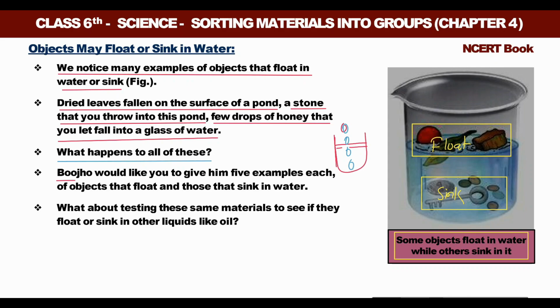तो हम लोग would like you to give five examples each of the objects that float and those that sink in water. तो आप जाकर देखिए कि कौन सी चीज़ float होती है and which are sinking in water. So what about testing these same materials to see if they float or sink in other liquids like oil? So that is the experiment you have to do, कि वो कौन सा float हो रहा है, कौन सा sink हो रहा है in the water.